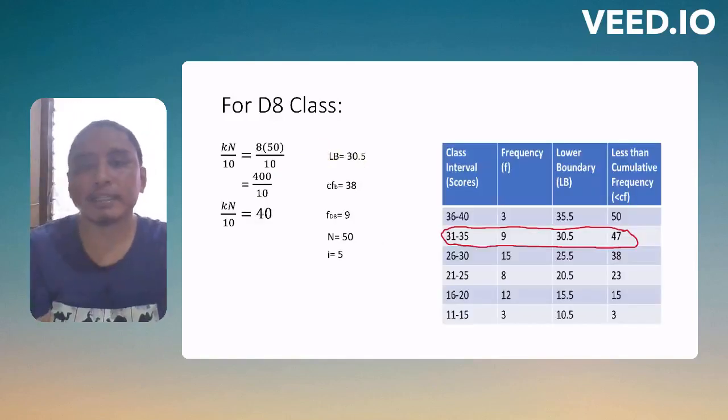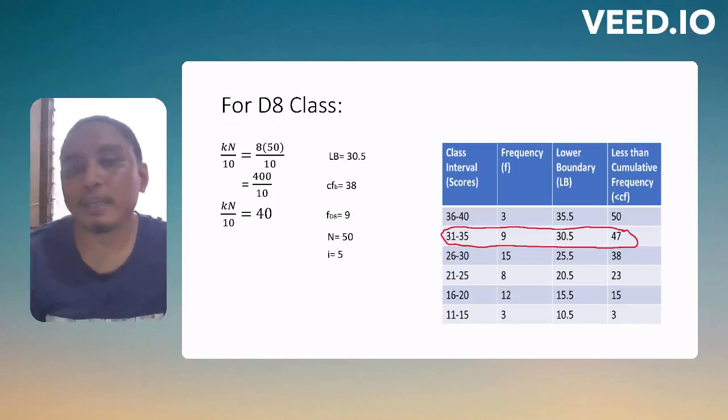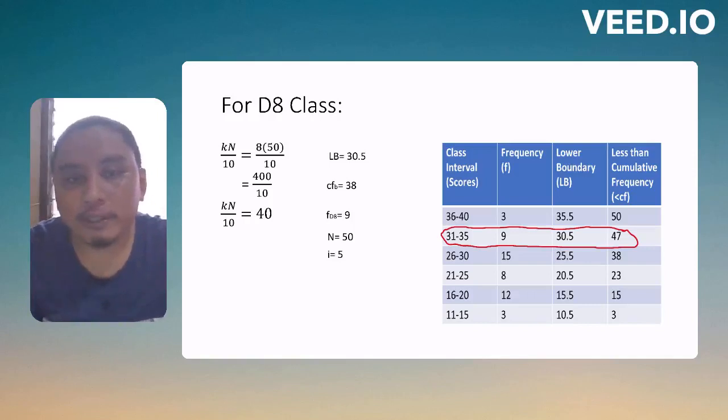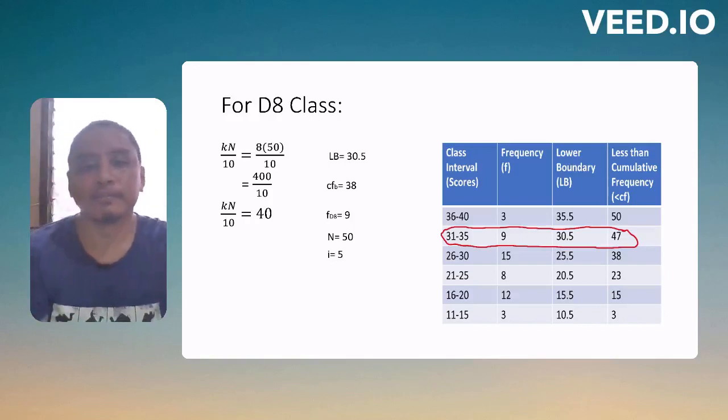So for the D8, D8 is Kn over 10 equals to 8, which is our decile value needed, multiplied by 50 over 10. So 8 times 50 is 400 over 10. So 400 divided by 10 is 40. So Kn over 10 is equal to 40. So 40 here belongs to the class interval 31 to 35, because the class interval 31 to 35 has a less than cumulative frequency of 39 to 47.